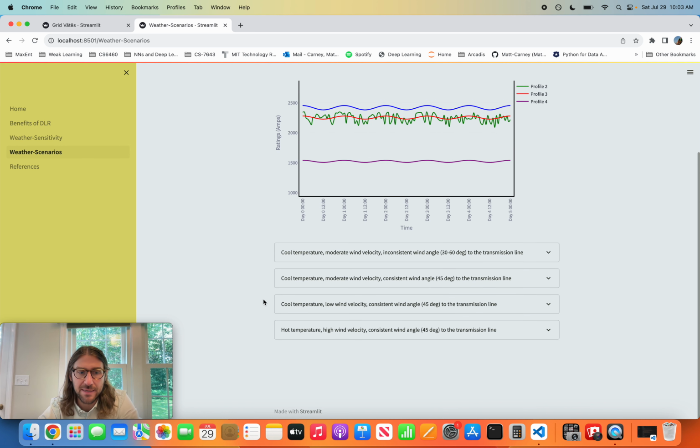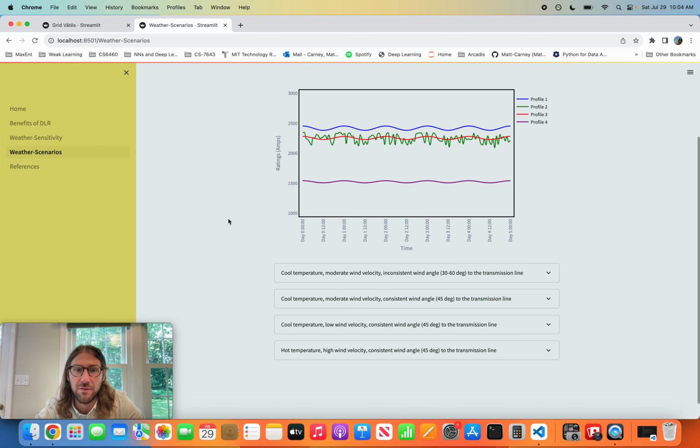Now these last 2, so you have cool temperature, low wind velocity, and hot temperature, high wind velocity, and then the consistent wind angle of 45 degrees. And so you're left with profile 1 and profile 4.